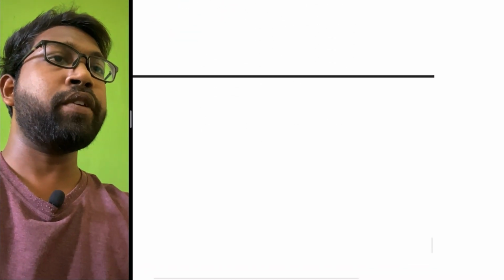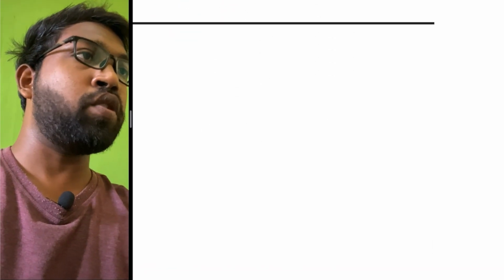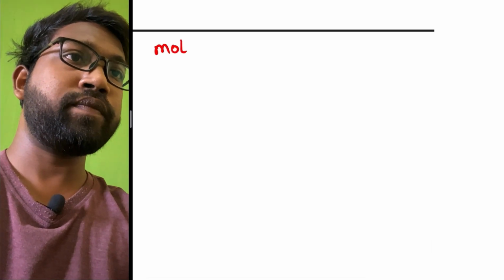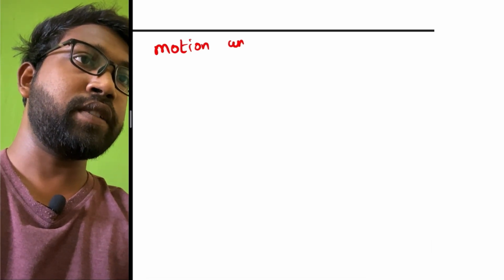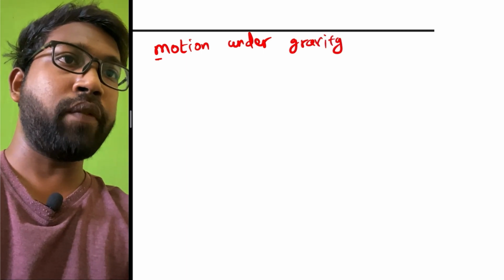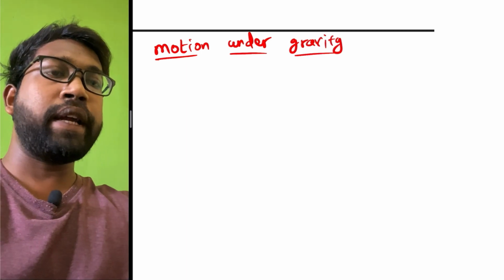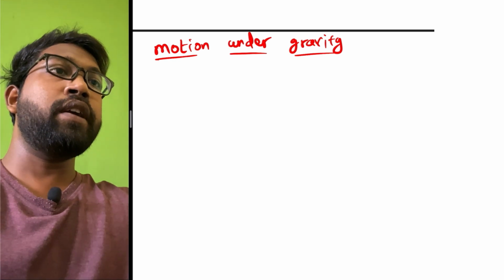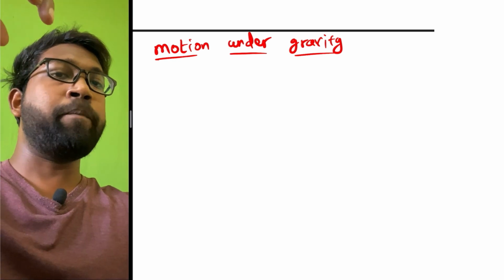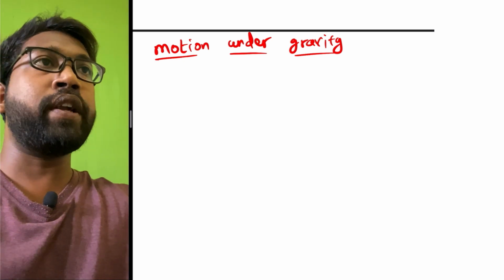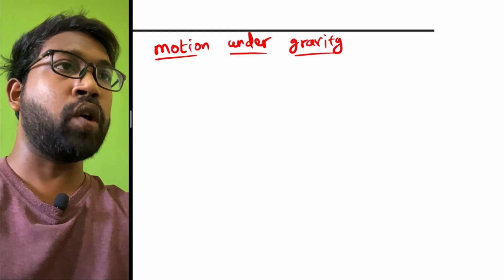So let me talk about the motion under gravity. In this topic, what we are going to cover is any kind of object going under gravity, maybe in the direction of the gravitational field or against the gravitational field. We can call it upward motion and downward motion.